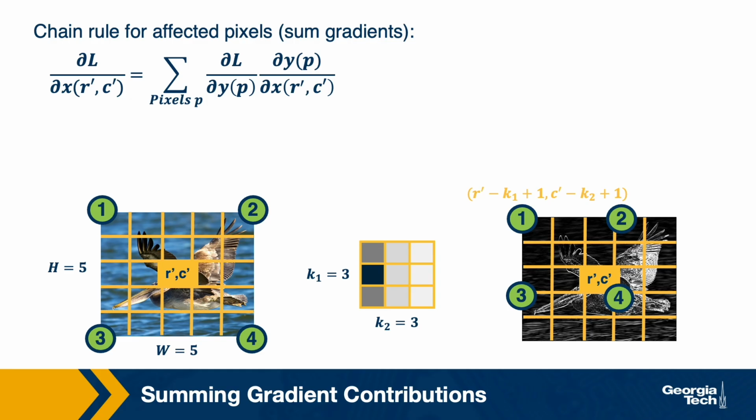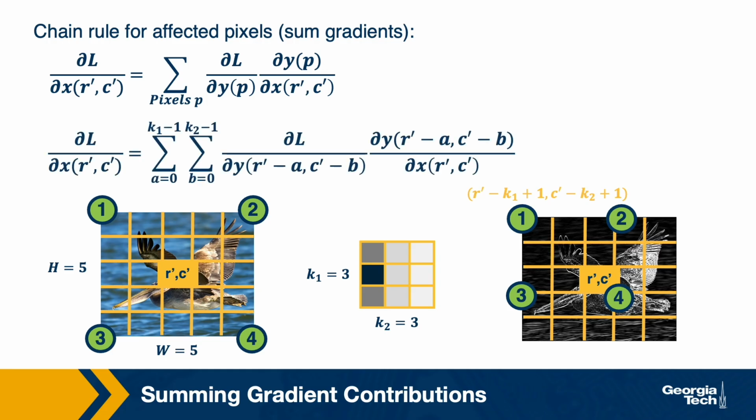Again, the reason we're summing up all the gradients is because you can see this as a computation graph, where this particular pixel in the input, r prime, c prime, has an outgoing edge to multiple output pixels. And so for each of those output pixels, we want to calculate its effect and calculate the backwards gradient going through that edge. And so we can try to figure out what should these actual pixels be. And so this shows the particular pixels that are affected on the output.